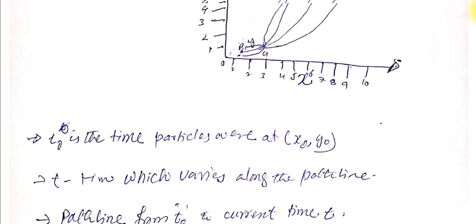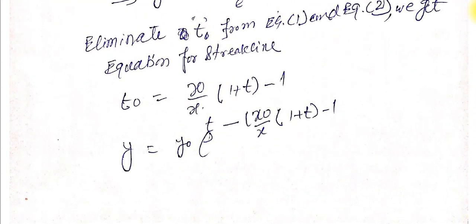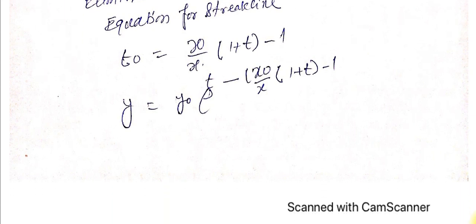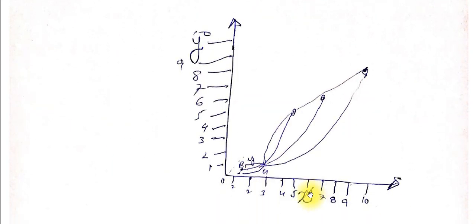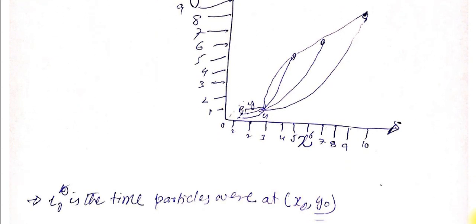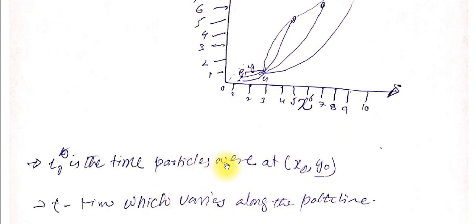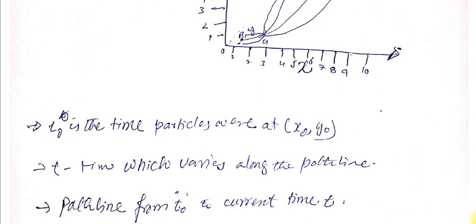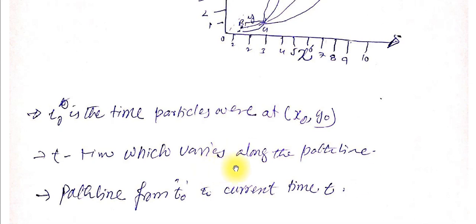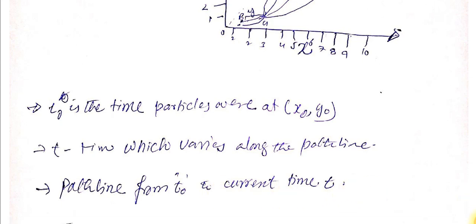You can see, this is x and this is y. t naught is the time of the particle where the particles were at position x naught, y naught, and t is the time which varies along the path line. So a path line from t naught to current time t, you can see this one.